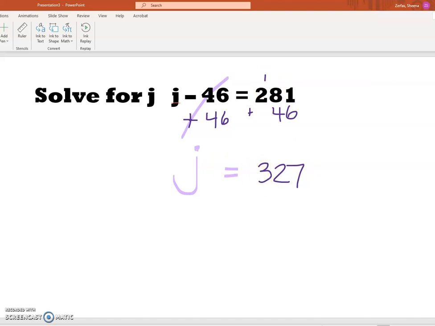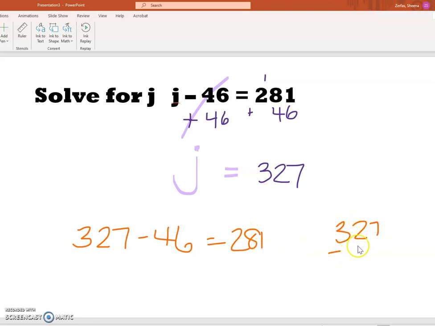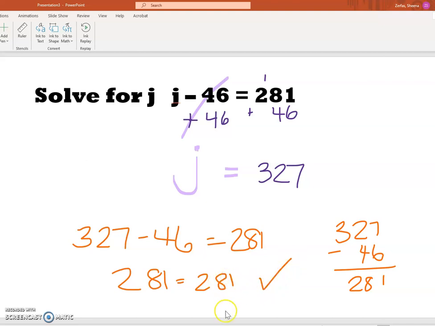327. Again, if I want to check this answer, if I replace the j in the original problem with this new value, let's make sure it's a true statement. So if I subtract 327 minus 46, it does indeed give me 281. So I can prove my answer is correct by double checking.